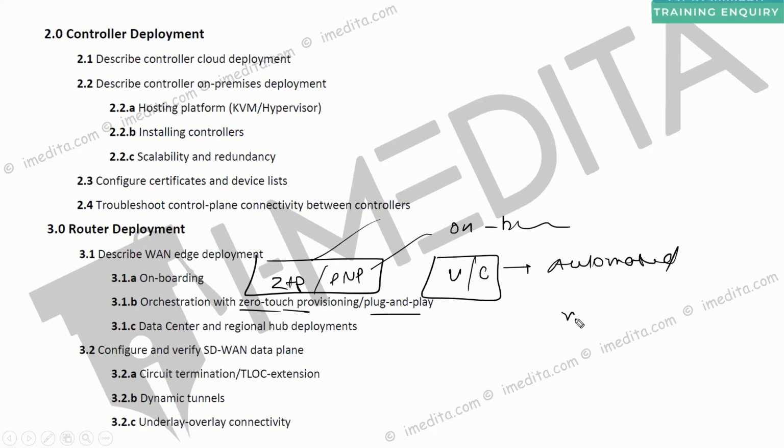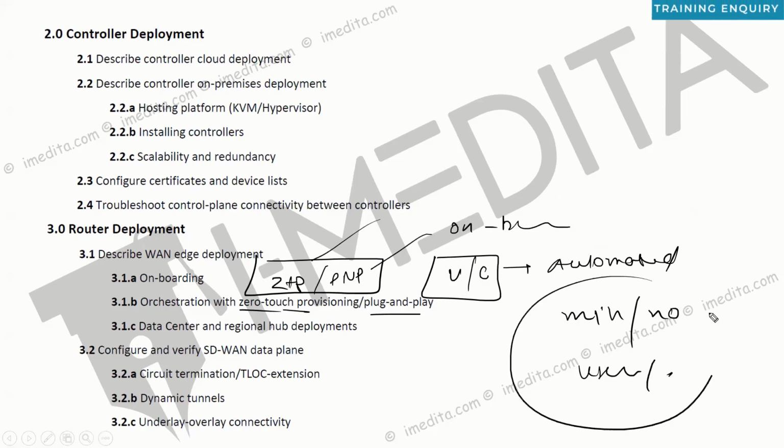Minimum to no user or admin intervention will be required to onboard these vEdge or cEdge devices. At most, the administrator might need to unbox that router and plug that router into some sort of wall socket.